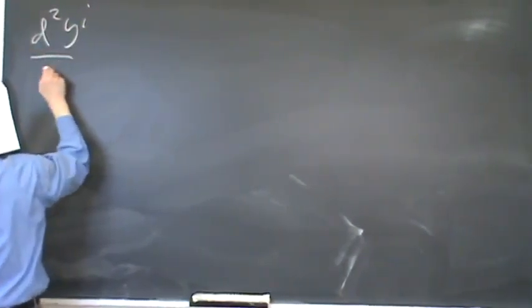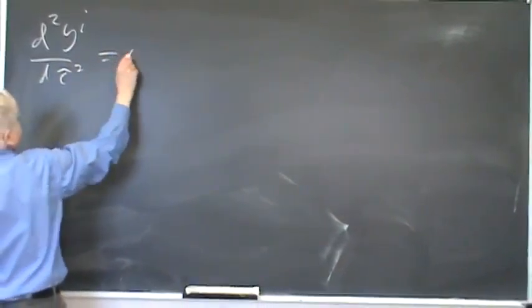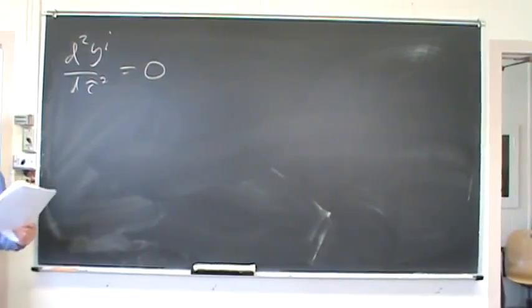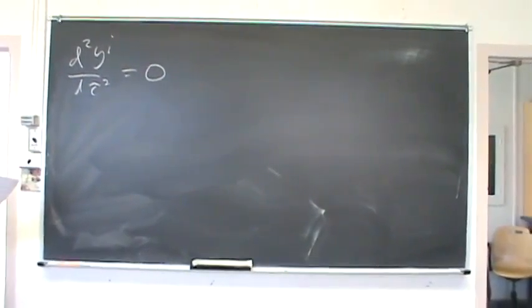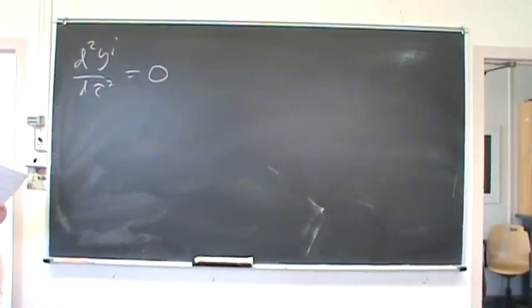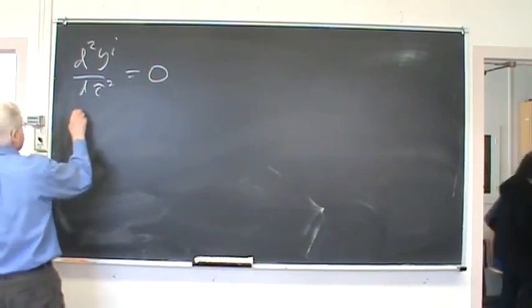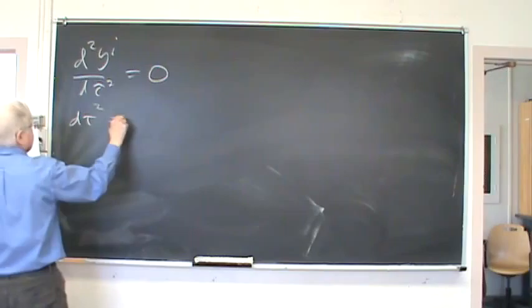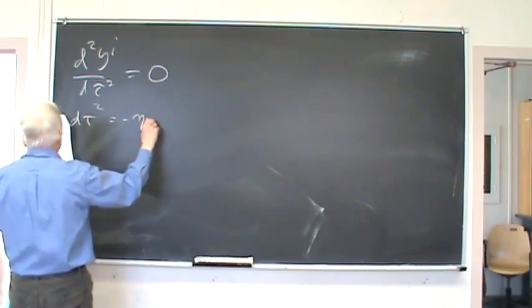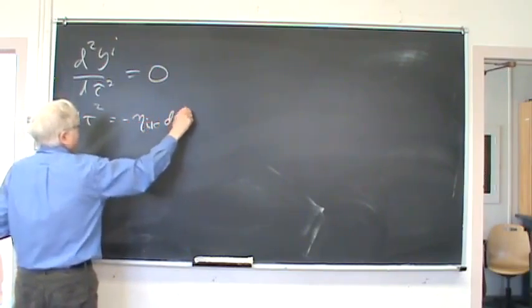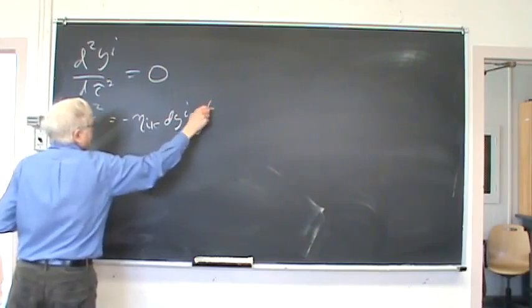So what is the equation then in this region? The equation in this region is d2yi d tau squared equals 0. In other words, the particle falls as though it had no gravitational field at all. And d tau squared is minus eta ik dyi dyk.